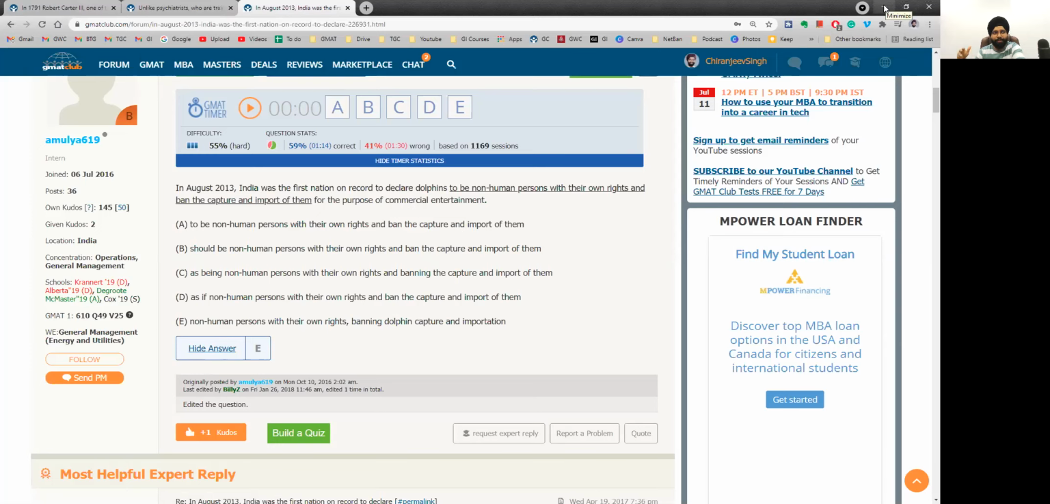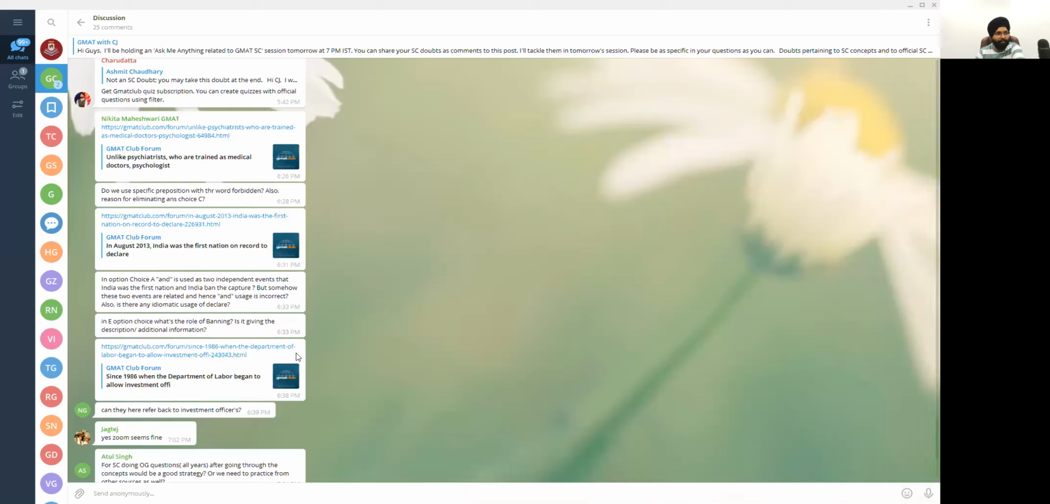It was the first nation to declare these dolphins persons, and it was the first nation to ban. First of all, ban is parallel to declare: the first nation to declare and the first nation to ban. It's not a verb here for parallel to work, because ban would be wrong. Ban is plural, India is singular. Does that make sense, Nikita?